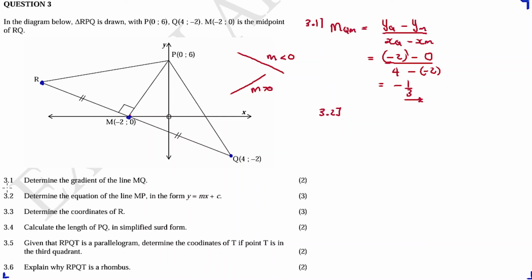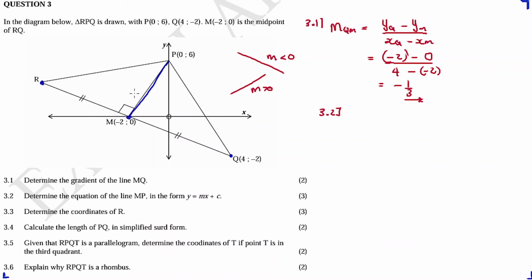Now answering 3.2, we want the equation of the line MP. So how do we get the equation? This whole line RQ and line MP, they are what? They are perpendicular to each other. What do we know about perpendicular lines? When we multiply their gradients, they give us minus 1. So they want us to find the equation for this line MP.